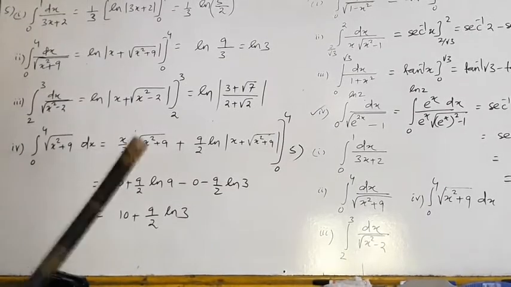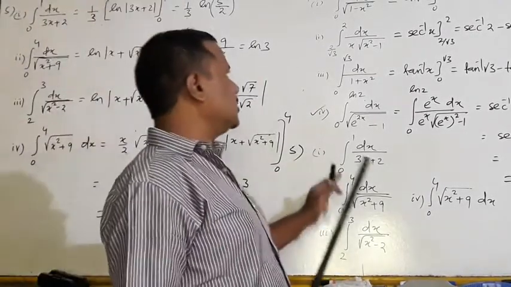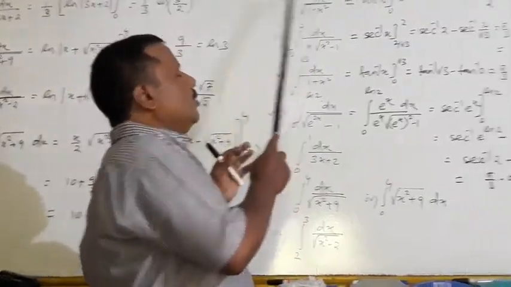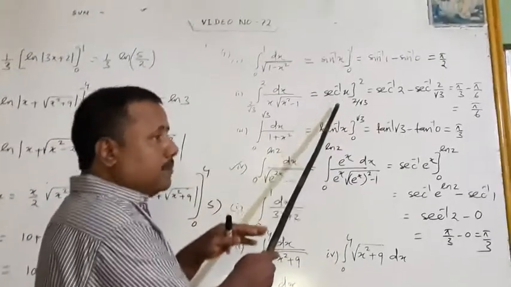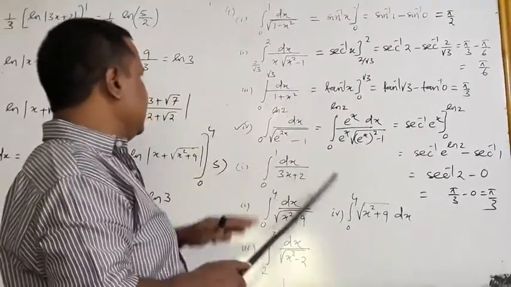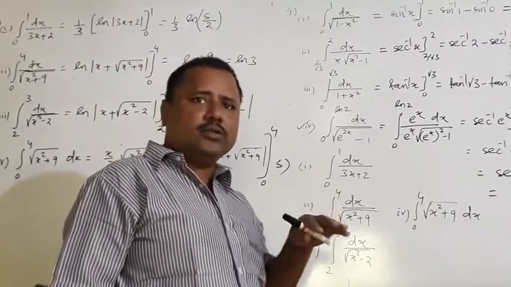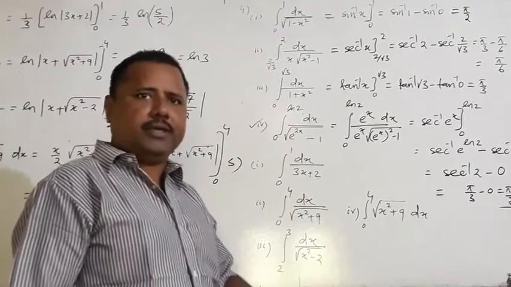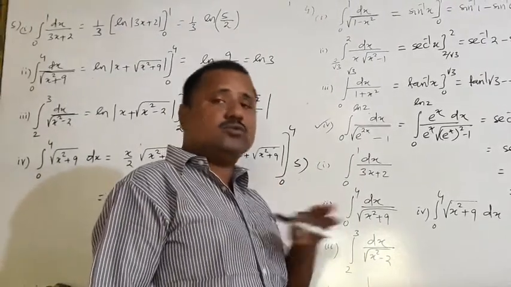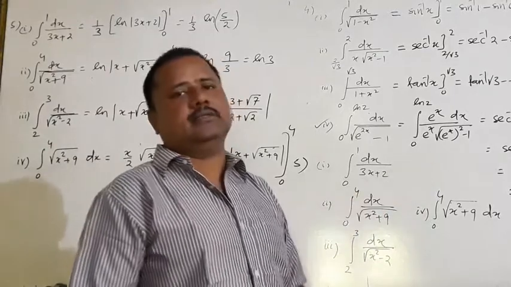It is my repeated request to all of you: you should first do it by yourself. When you do it, you will remember the formula. These are only formula-based problems, which means it is your duty to remember the formula, then put the limits. I am doing it, it's okay, but you should not look at this. After doing it yourself, you can see what the result is. Okay?